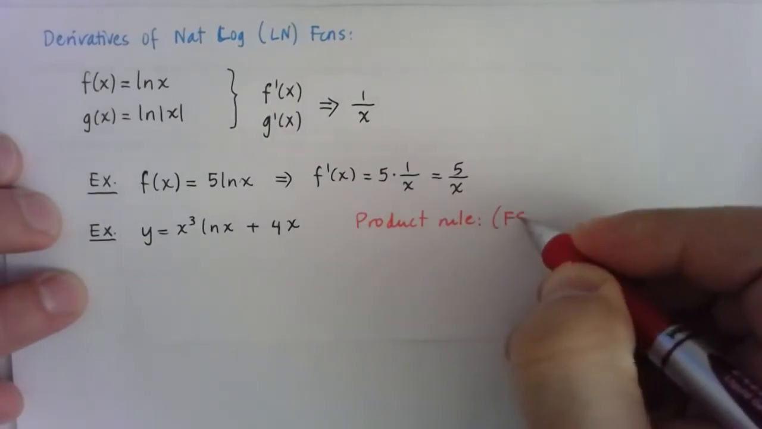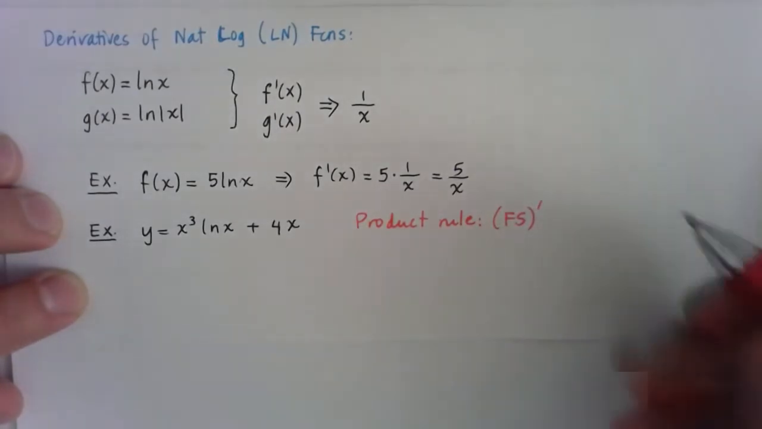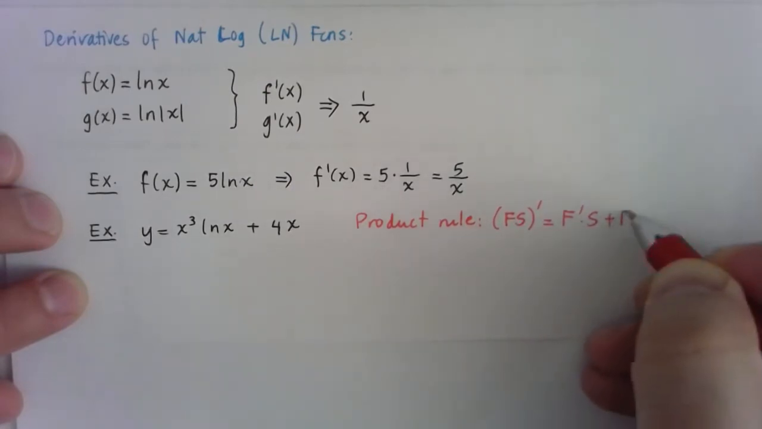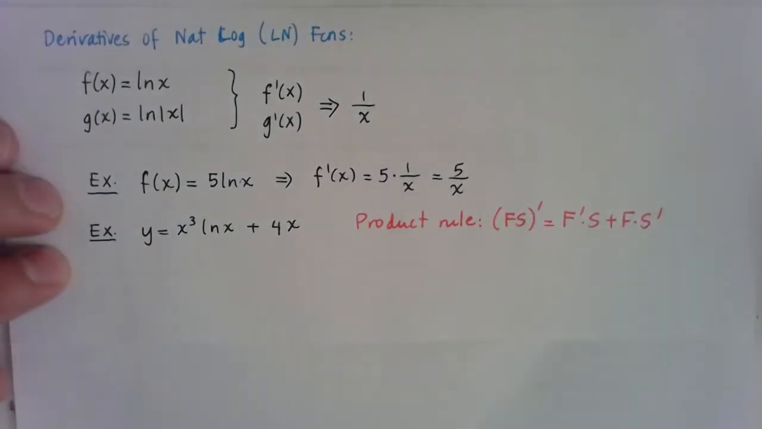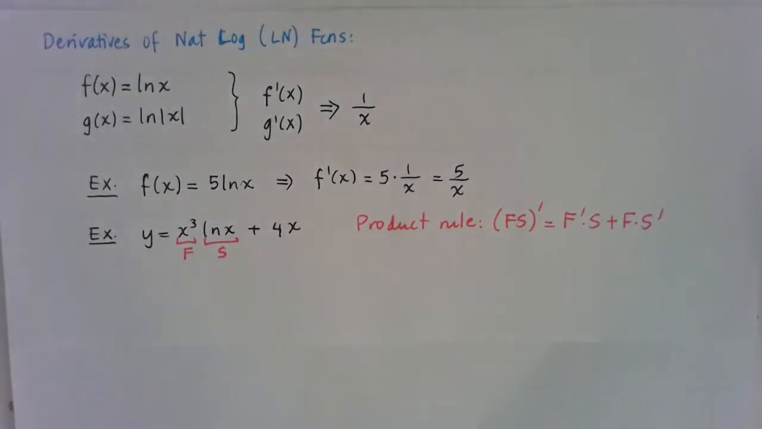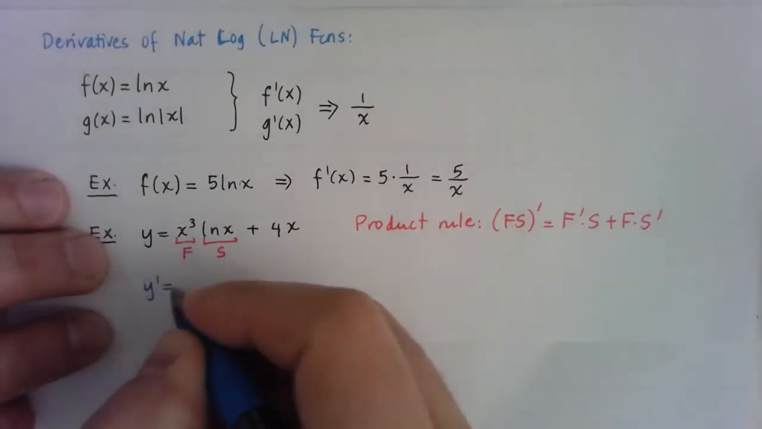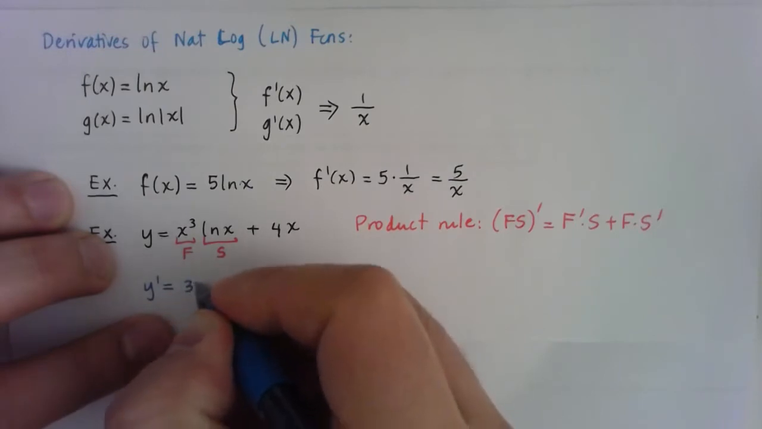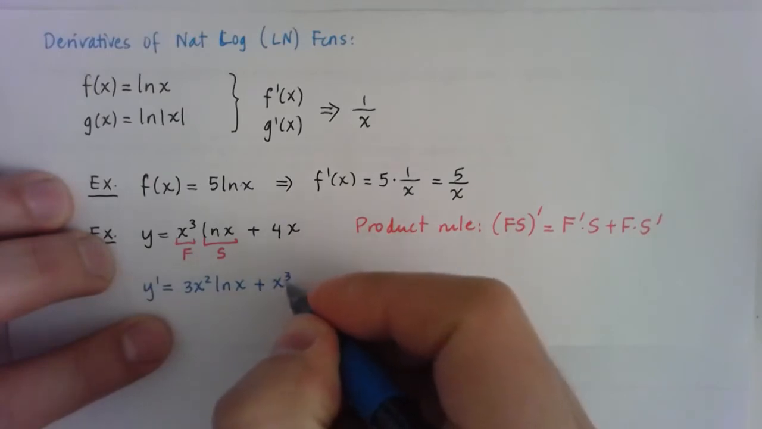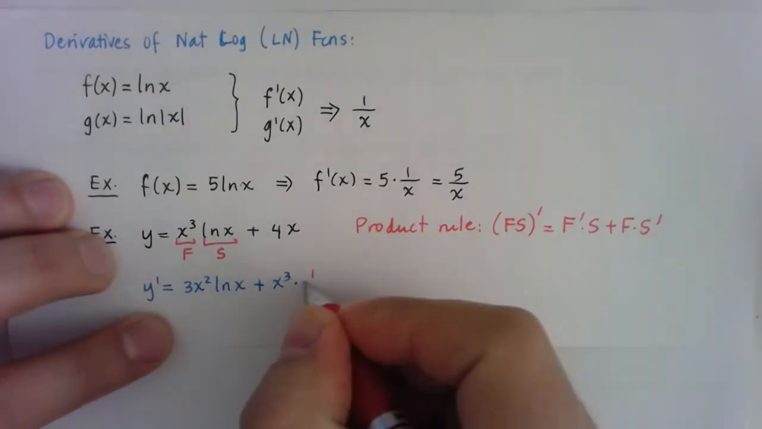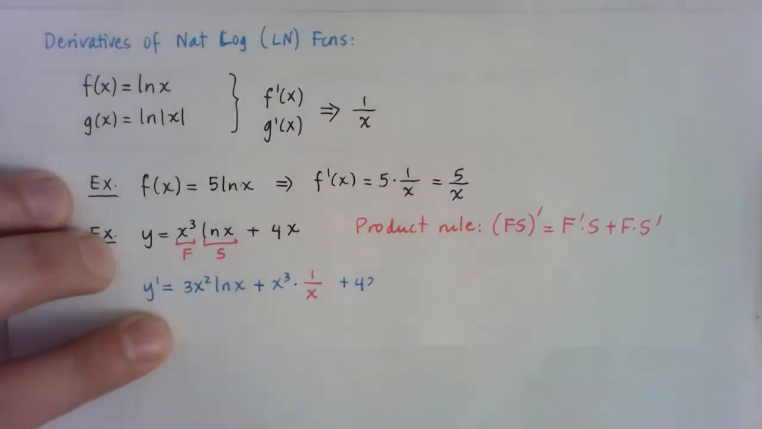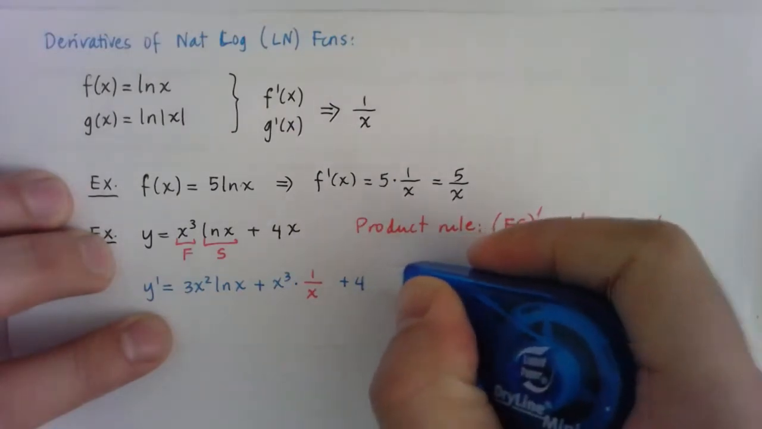If you take the derivative of a product of the form first times second, it's going to be first prime times second plus first times second prime. So this is my first function, this is my second function. So let's take the derivative y prime. That's going to be derivative of the first one, which is 3x squared times ln x, plus x to the third times derivative of ln x, which is 1 over x, plus we have just 4, because derivative of 4x is simply 4.